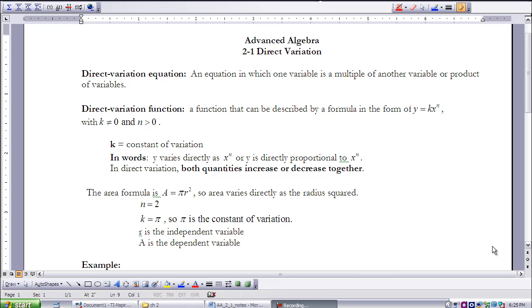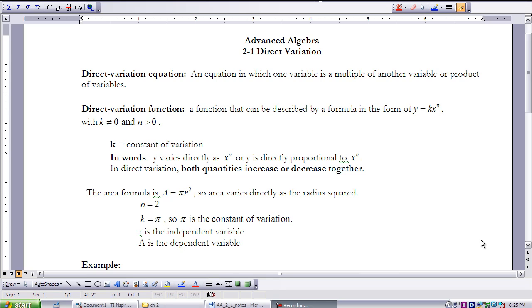A direct variation equation is one in which one variable is a multiple of another variable or product of variables. And a direct variation function is a function that can be described by a formula in the form of y equals k times x to the power of n. K is not equal to 0 and n is greater than 0.